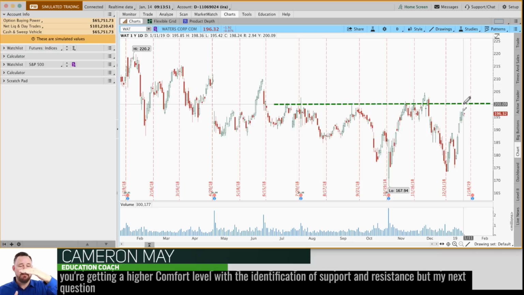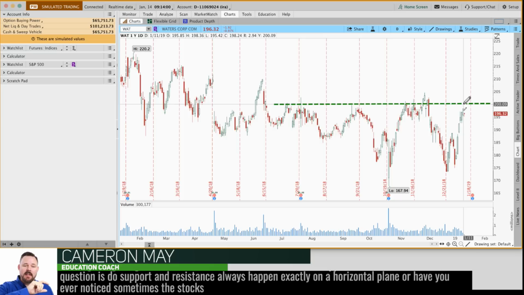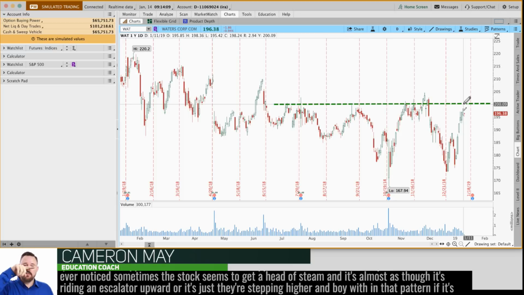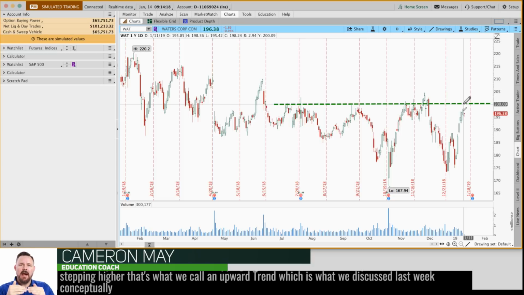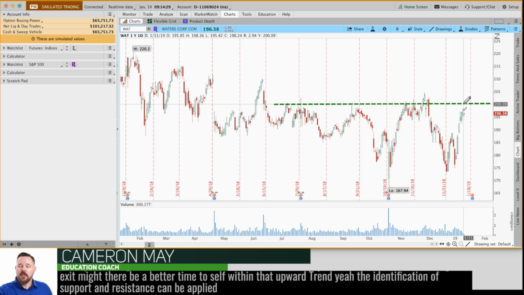But my next question is, do support and resistance always happen exactly on a horizontal plane? Or have you ever noticed sometimes a stock seems to get a head of steam and it's almost as though it's riding an escalator upward, or it's just stair-stepping higher? And boy, within that pattern, if it's stair-stepping higher, that's what we call an upward trend, which is what we discussed last week. Conceptually, might there be a better time to buy within that upward trend? And if you're looking to exit, might there be a better time to sell within that upward trend? Yeah, the identification of support and resistance can be applied to upward or downward trends. So let's go talk about that.